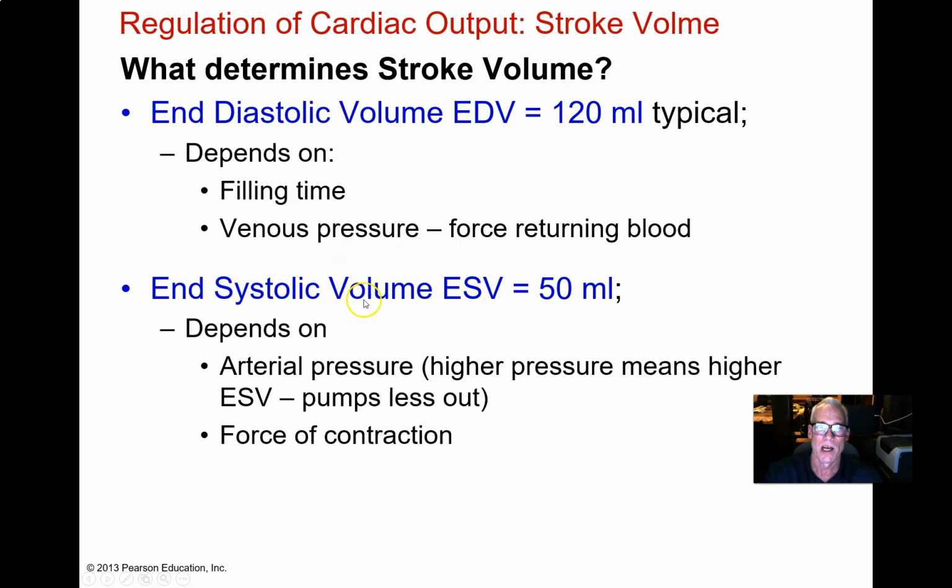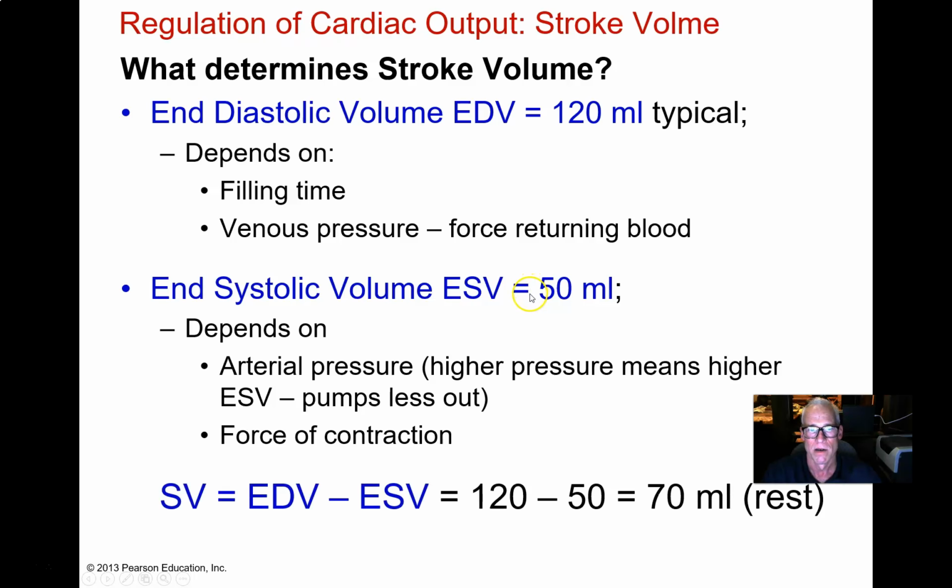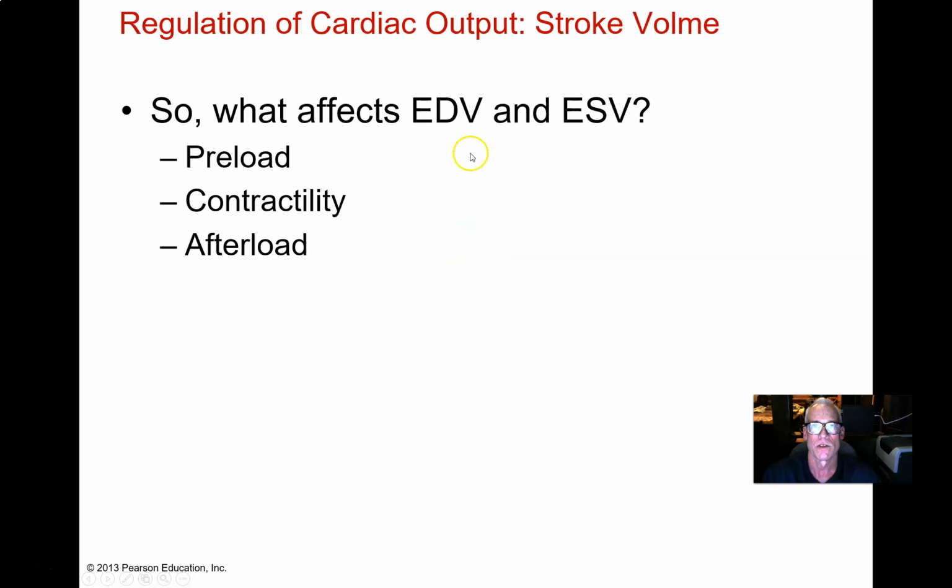And end systolic volume, how much blood have we left behind after the beat? Because stroke volume is end diastolic volume minus end systolic volume. And that depends on how much pressure there is in the arteries that the heart has to overcome to pump blood out, and the force of contraction. The harder the heart contracts, the more blood is going to be ejected, and therefore less is going to be left behind in the heart. So stroke volume is end diastolic volume minus end systolic volume. We're going to take a closer look at the things that affect those two.